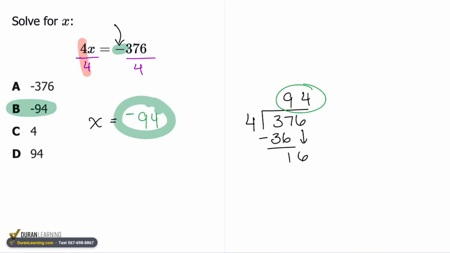Our answer is X is greater than negative 3. Which answer shows that? Greater than negative 3. It's this one right here. Answer choice B.